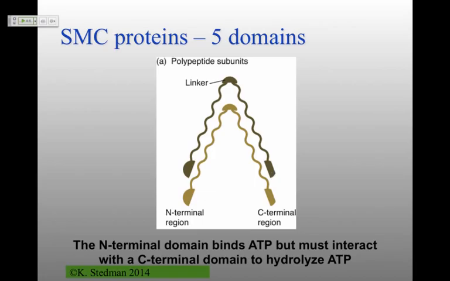So you can almost already see this can act like a clip. So it clips in an open formation and then can squeeze things together at the bottom. And so that's exactly how these guys work. The N-terminal region is an ATP binding motif. It has to come together with the C-terminal region in order to hydrolyze ATP. And so you have to have this closure event to actually have ATP hydrolysis take place.